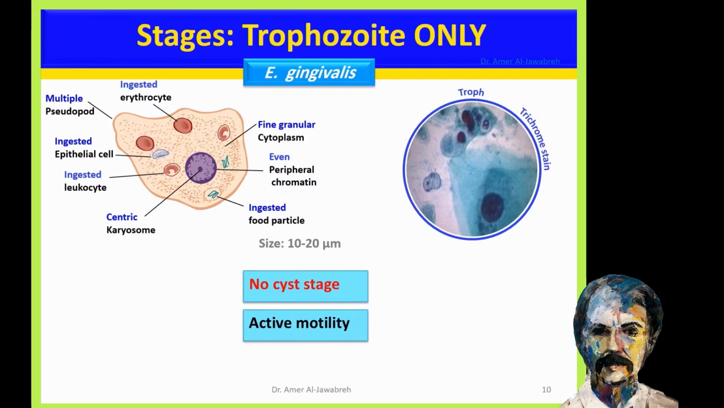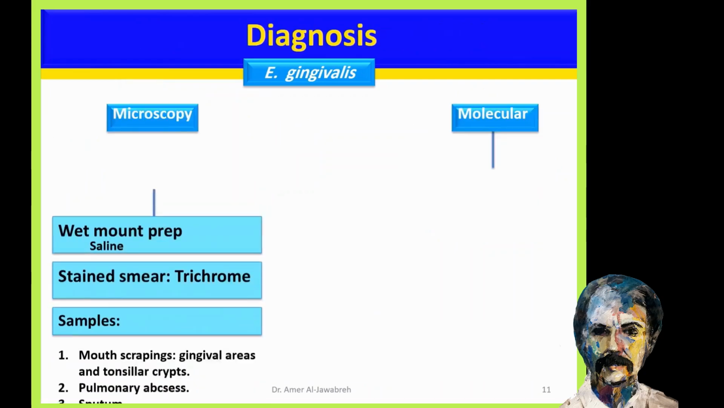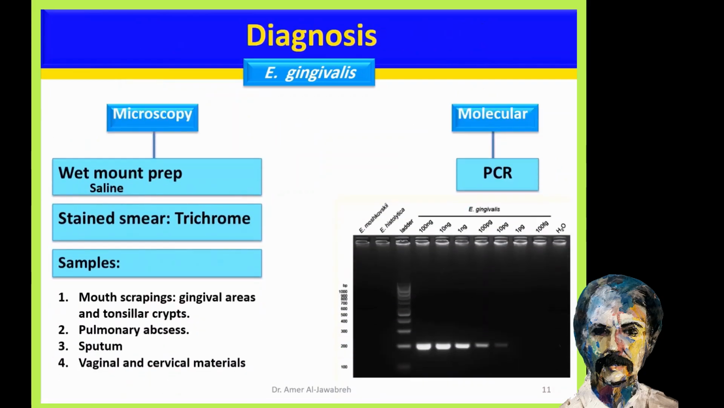No cystic stage, as I told you. Active motility, and I will show you what active motility means. Of course, when I say active motility in amoebas, all amoebas are slow, but one is faster than the other. This one, like E. histolytica, is very fast relatively, and this one has active motility. And we have a video here. Single nucleus, as in the case of all amoeba trophozoites, they're all single nucleus.